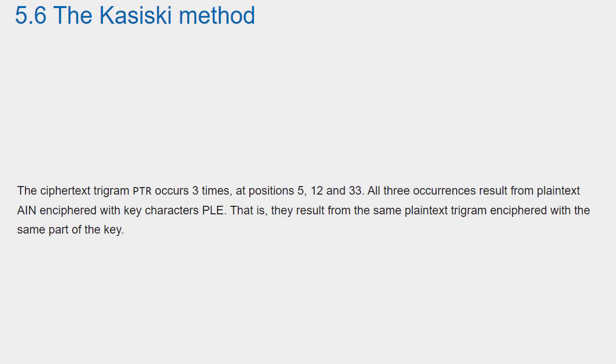The ciphertext trigram PTR occurs 3 times at positions 5, 12 and 33. All 3 occurrences result from plaintext AIN enciphered with key characters PLE. That is, they result from the same plaintext trigram enciphered with the same part of the key.